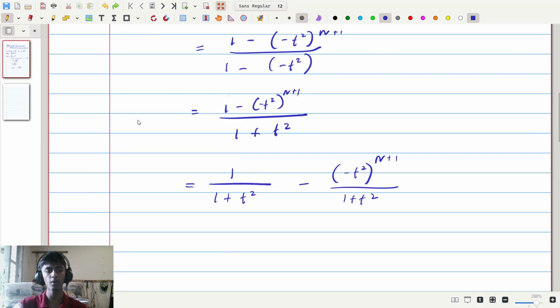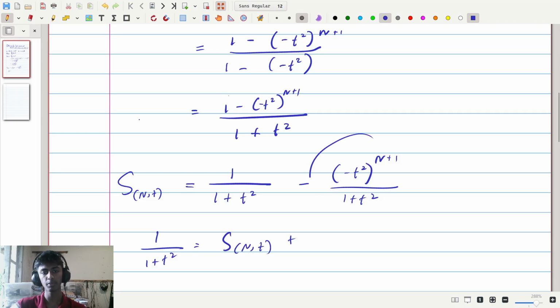So here we can see what we got was S of n and t is equal to this whole thing, meaning that 1 divided by 1 plus t squared would be equal to S of n and t plus, because when we take this to the other side, this minus becomes a plus, plus negative t squared to the power of n plus 1 divided by 1 plus t squared.